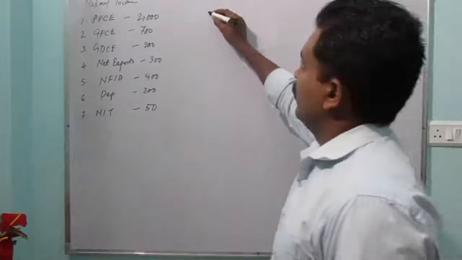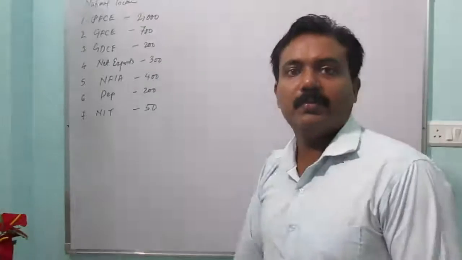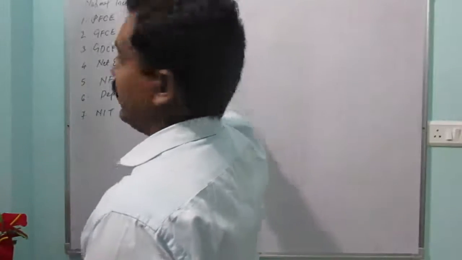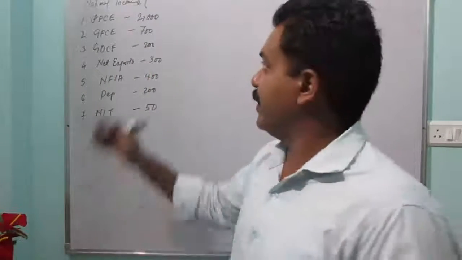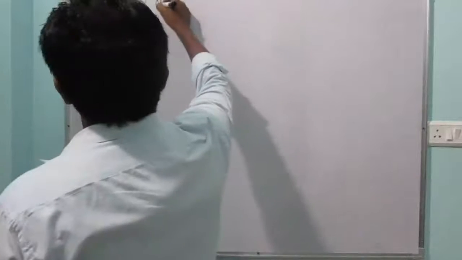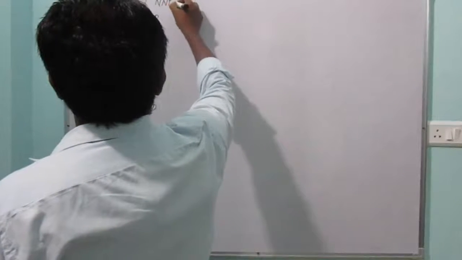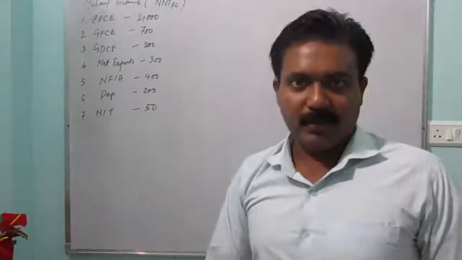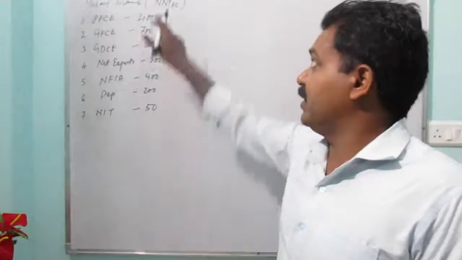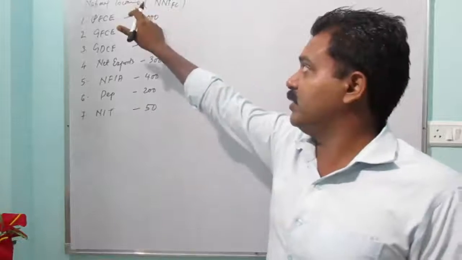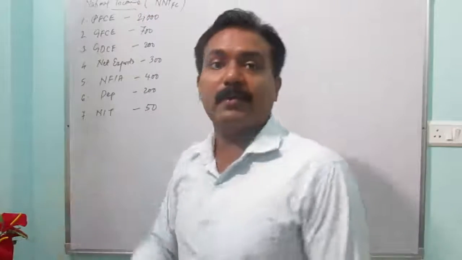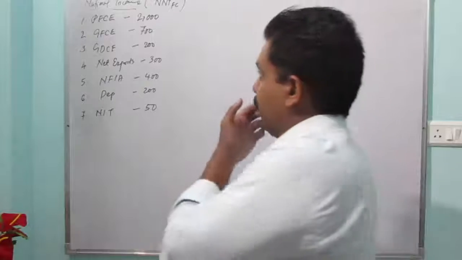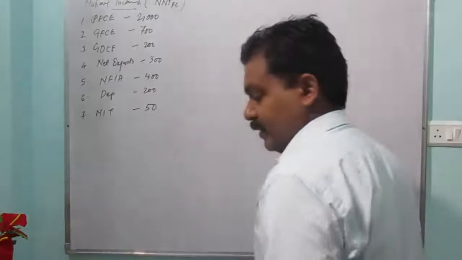Now, national income. What is the national income particular? This aggregate, national income, means NNP at FC. Net national product at factor cost is known to be what? National income. So, how will you find the national income?